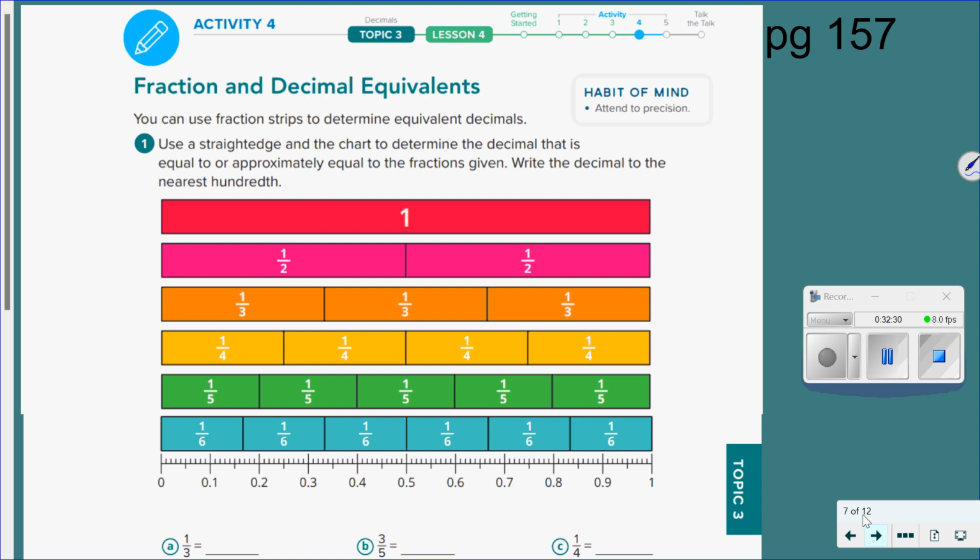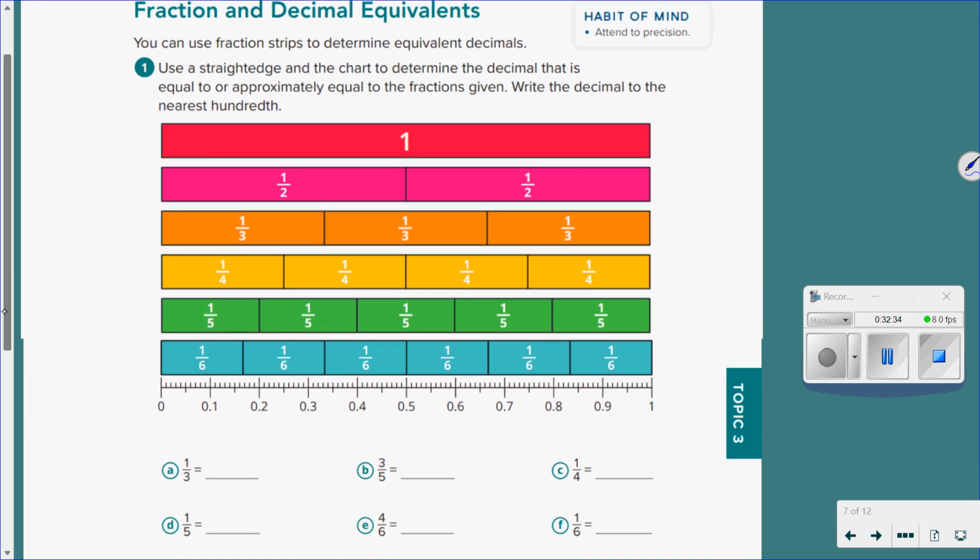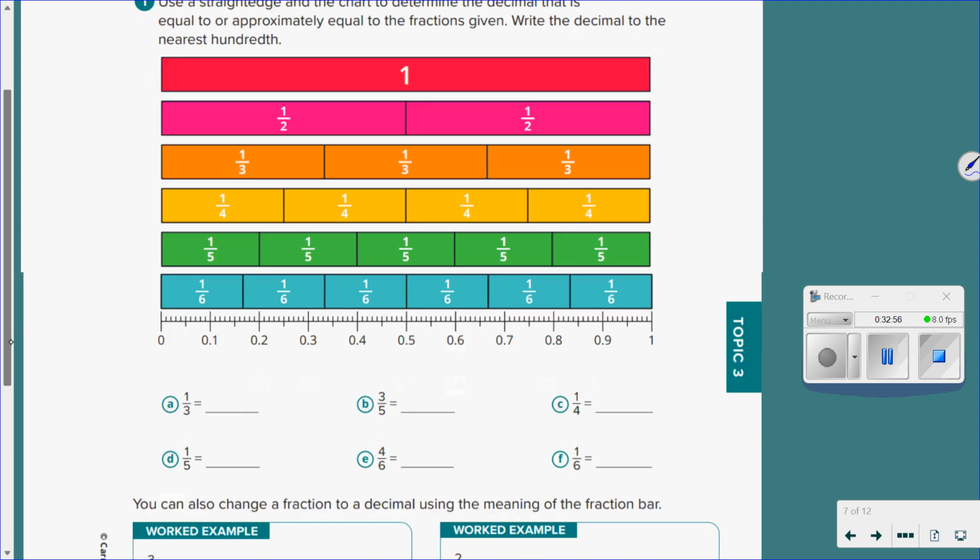Okay, you can use fraction strips to determine equivalent decimals. We have time, but I want to get some more practice in, so I'm going to kind of do this part for you guys. I will give you a big hint. Your life is going to be way easier if you will memorize your decimal fraction equivalents for your common fractions. A lot of your common fractions are the ones they're using right here.